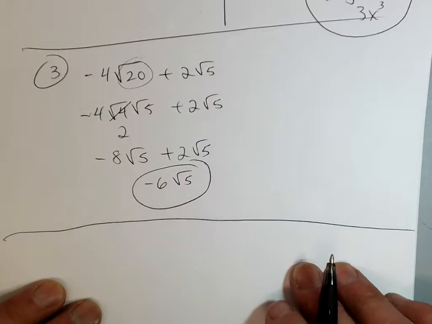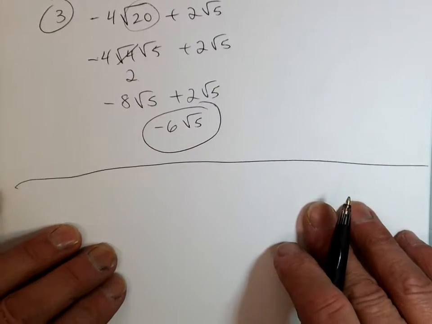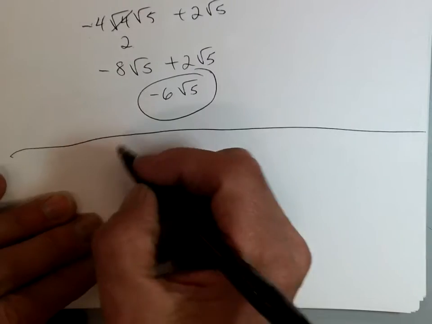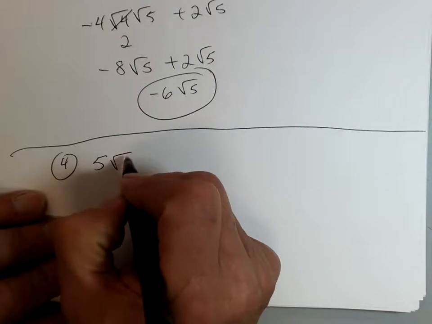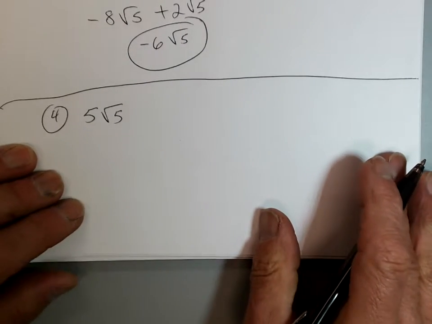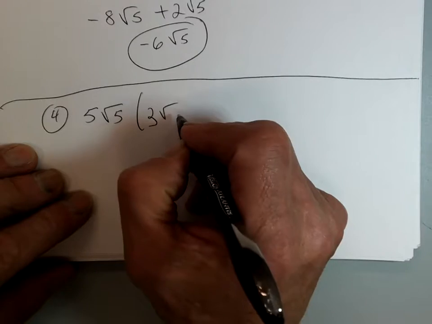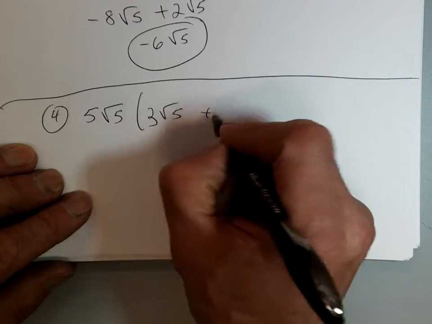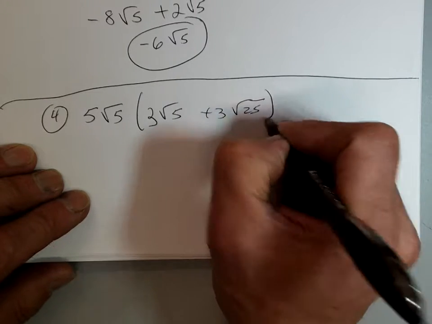Not too bad. This is mostly a review of what we did on our last quiz. Okay, number 4. I'm going to have a 5 square roots of 5 times a 3 square roots of 5 plus a 3 square roots of 25. Okay, how's that look? Kind of sloppy, but there it is.